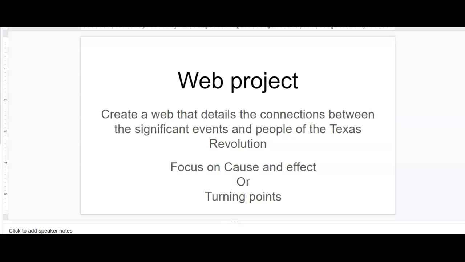Okay, guys, we're going to talk real quick about the web project and how to get that done. So I want to make sure everybody's clear and understands. And in case you didn't ask a question you should have asked in class, this is here for you to go over if you need to.